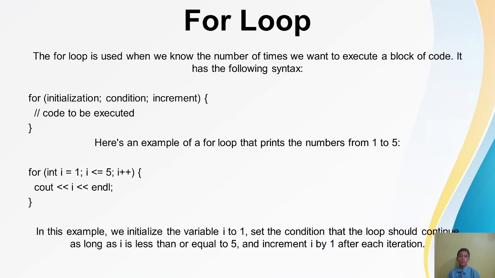Let's say an example. for (int i = 1; i <= 5; i++). So inside the curly brackets, we write cout << i << endl. In this example, we initialize the variable i to 1. The condition is that the loop should continue as long as i is less than or equal to 5, and increment i by 1 after each iteration.